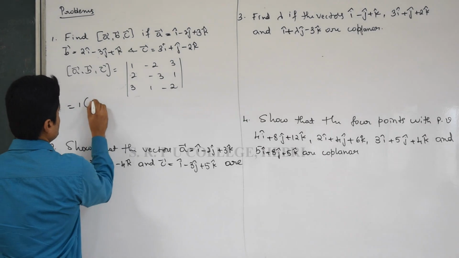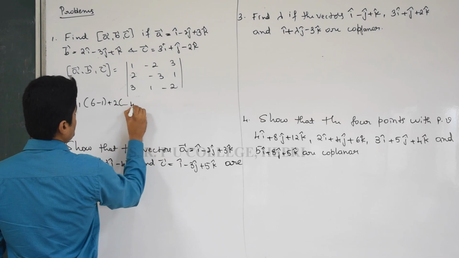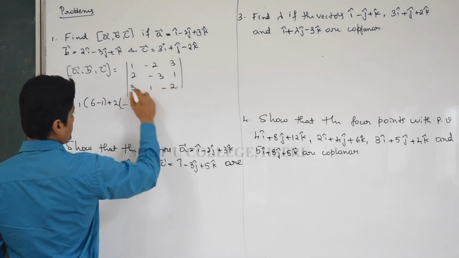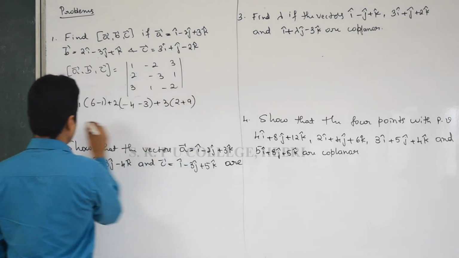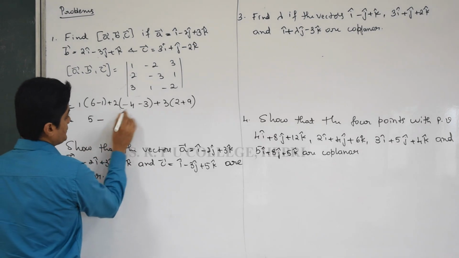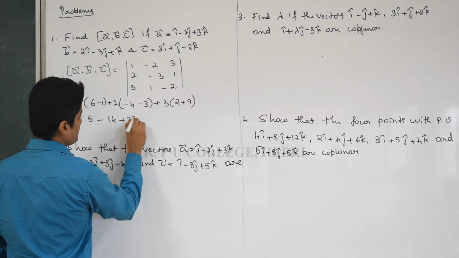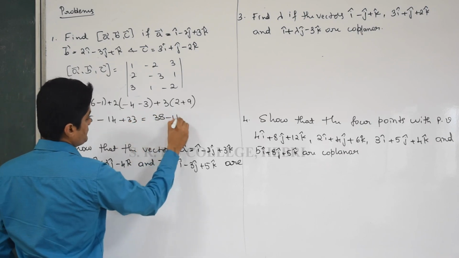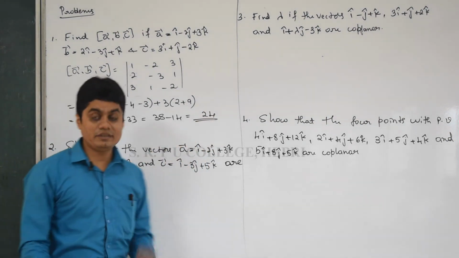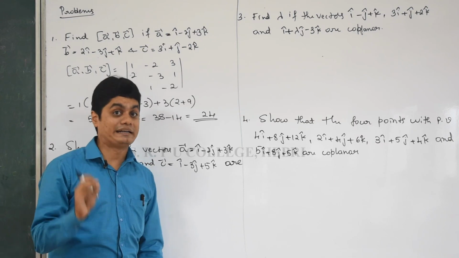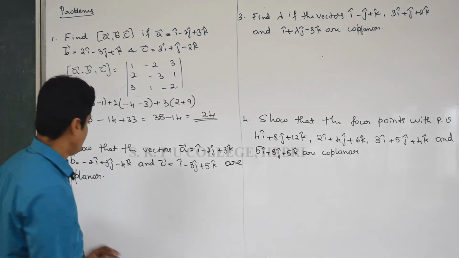Just expand: 1 into 6 minus 1 plus 2, actually minus already there, with another minus it becomes minus 4, okay, minus 4 into minus 3 plus 3 into 2 minus of minus 9. So it is 5 here, minus 14 because 7 into 2 is 14, here 11, 33. So 38 minus 14 is 24. Understood? Always you will get the scalar triple product as a number, a real number, because it is a scalar, so that real number is 24. Did you understand? Very good.